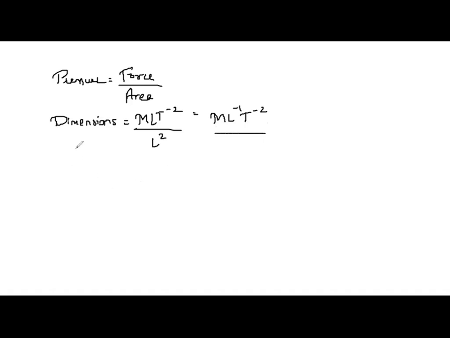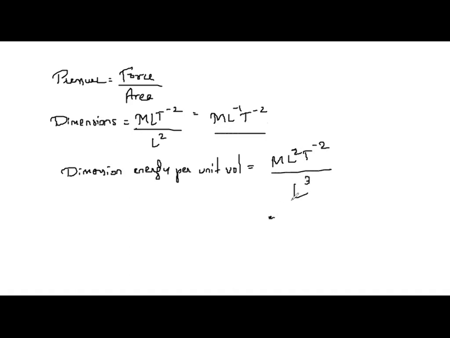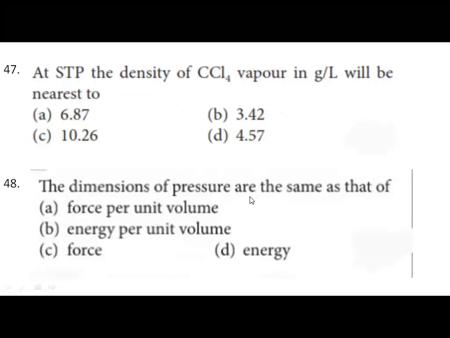This should match with which of the following examples? Will it match with force per unit volume? No. What about energy per unit volume? What is the dimension for energy per unit volume? Energy per unit volume is nothing but pressure applied. So for energy, divided by volume L cube, length into length into length, this comes out to again per length per time square. So this and this are same. The correct option is option B, energy per unit volume.